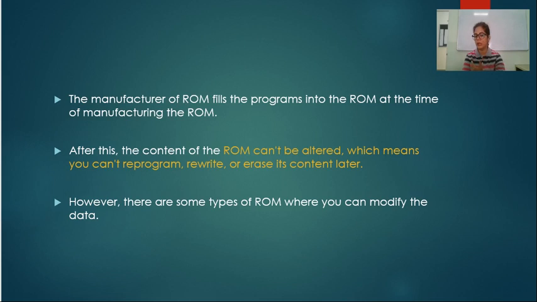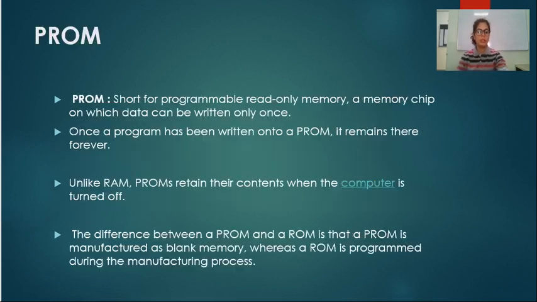However, there are some types of ROM where you can modify the data. As I have told you, nowadays we have the facility to make changes or modify the data. We will study this in the next slide. There are different categories of ROM available. Let's start with the very first category, PROM, that is programmable ROM. The full form of PROM is programmable read-only memory. This is a memory chip on which data can be written only once.